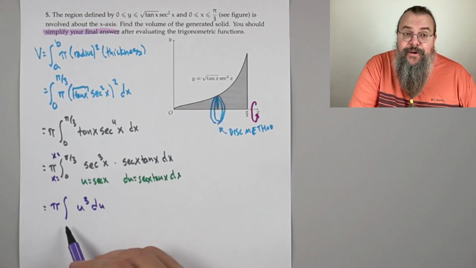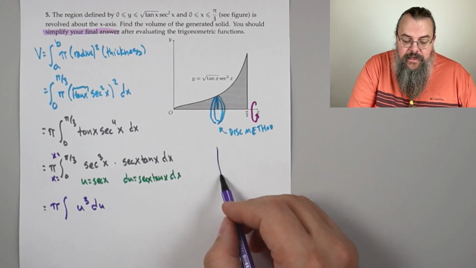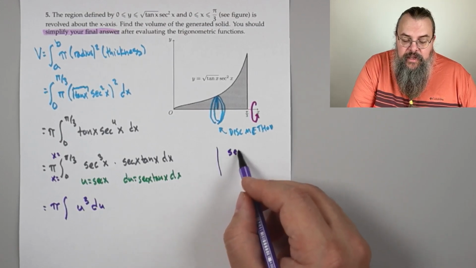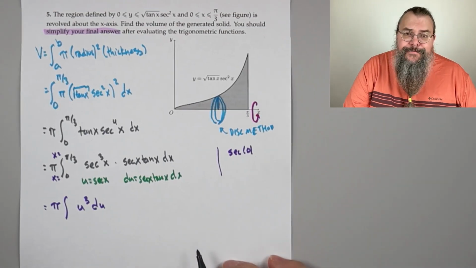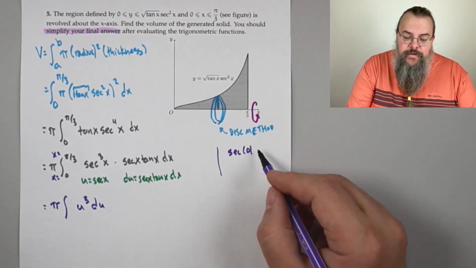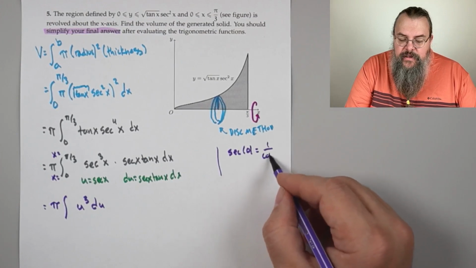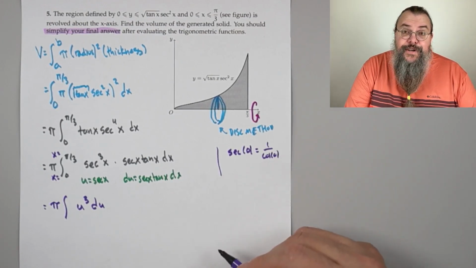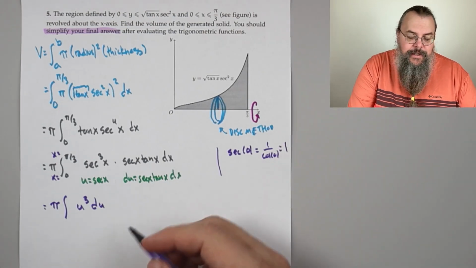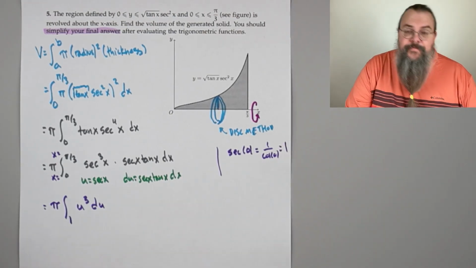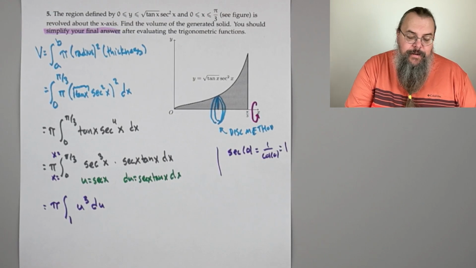We want u bounds. So we say, okay, what is secant of 0? Well, it's the same as 1 over cosine 0, if that helps. Cosine of 0 is 1. So 1. Okay, 1. All right, what about pi thirds?